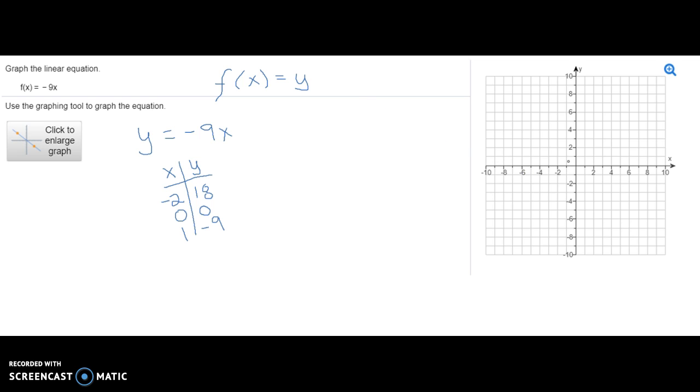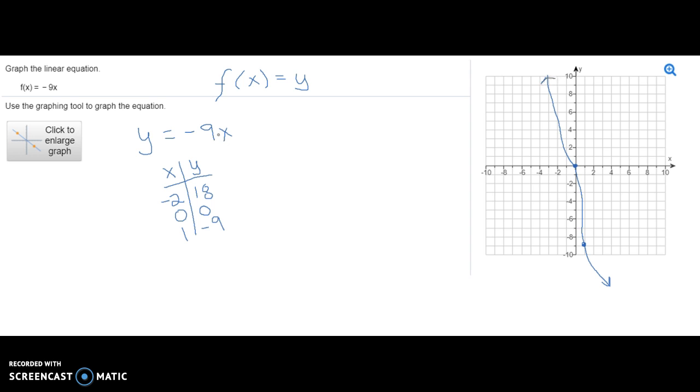So if you use the table of values, your first point is 0, 0. So that's your first point. Your second point is 1, negative 9, which is down here. As long as you have 2 good points, you can make, and this is going to be rough because I'm hand drawing this, you can make a straight line through them. Sorry, that's not straight at all. But your graphing tool will make it nice and straight.